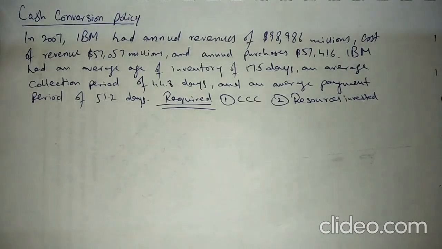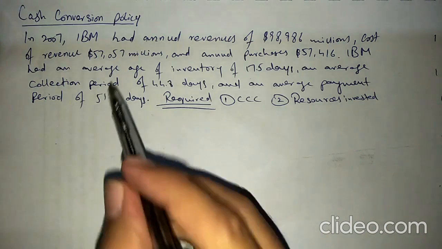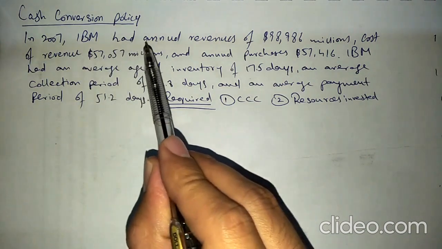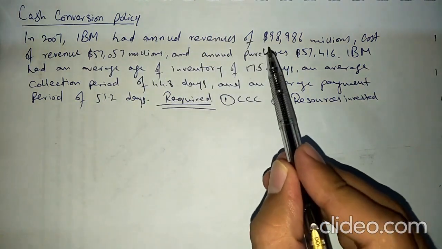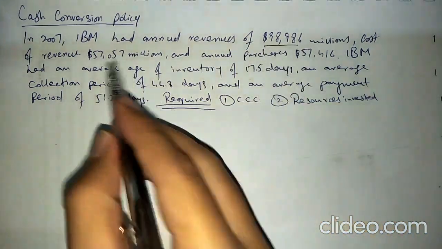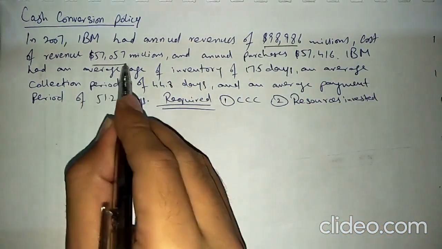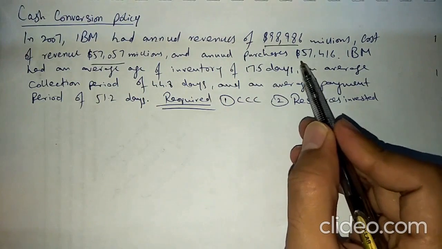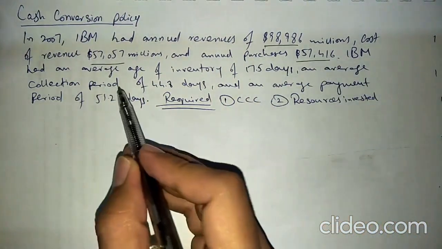Everyone, in the previous lecture we discussed the cash conversion cycle, and in this lecture we will calculate a cash conversion cycle and the resources needed to support it. Here we have one example of IBM Corporation, which had an annual revenue of 98,986 million. This is the revenue amount, this is the cost of revenue, and their annual purchases are 57,416.